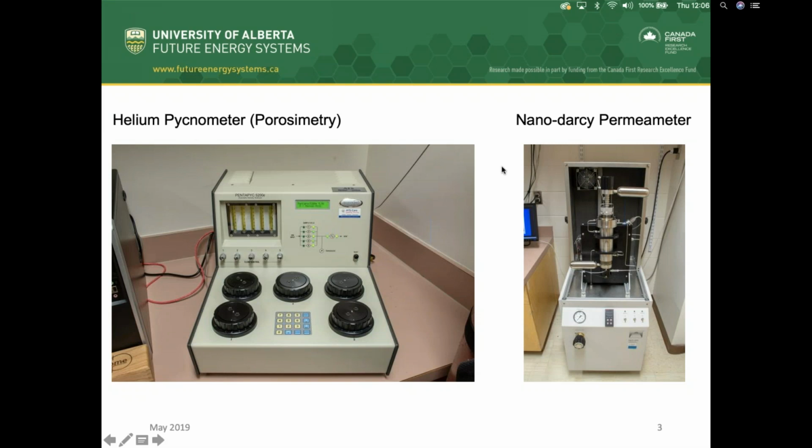Once you know the porosity of the rock, you can also measure the permeability of the rock. The picture that you see on the right here is a machine called a nano-Darcy permeameter. This can measure rock permeabilities down to 10 to the minus 23, which is a nano-Darcy scale. It can also measure up to 10 to the minus 12, which is tens of millidarcies. So the machine is highly sensitive. It can cover quite a broad range of permeabilities, which means it's useful for measuring permeabilities in a broad variety of rock types. Both of these machines are used to characterize the physical and hydrogeological properties of the rocks.